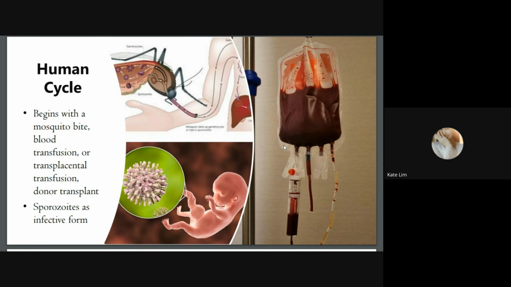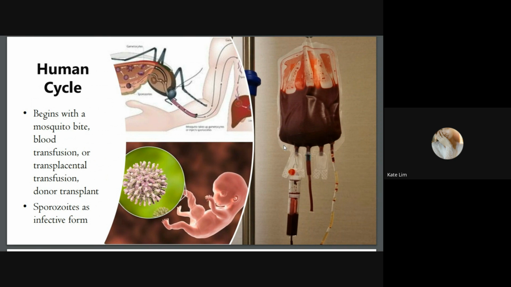So for your blood transfusion, the infective stage would be the merozoites. So that is why during blood donations, it is carefully screened for malaria to prevent this kind of transmission.